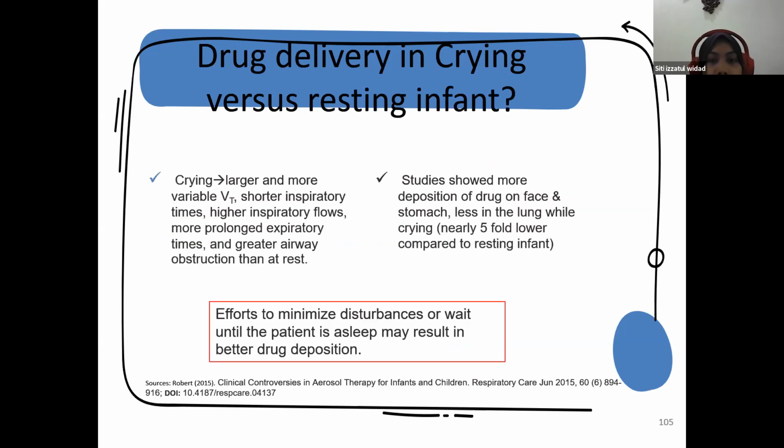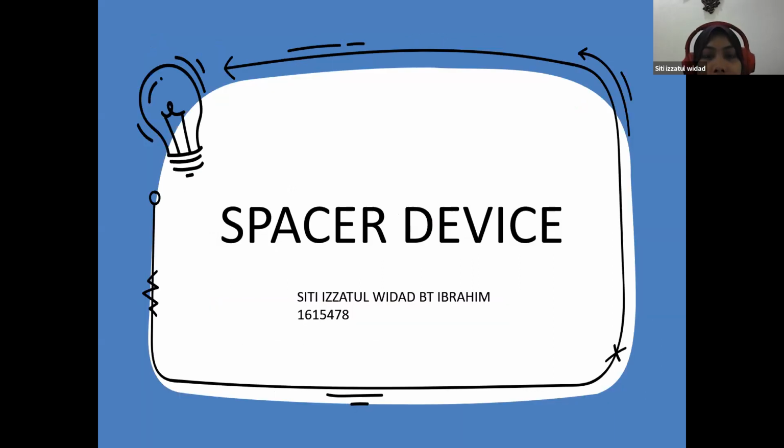However, next slide, many studies showed that when the patient cries, there is actually more prolonged expiratory time and greater airway obstruction. So the drug will deposit more on the face and stomach rather than in the lung, which is nearly 5-fold lower compared to a resting infant. So in conclusion, we need to keep the infant calm. An infant or patient that is asleep is much better than a crying infant. Then next slide.